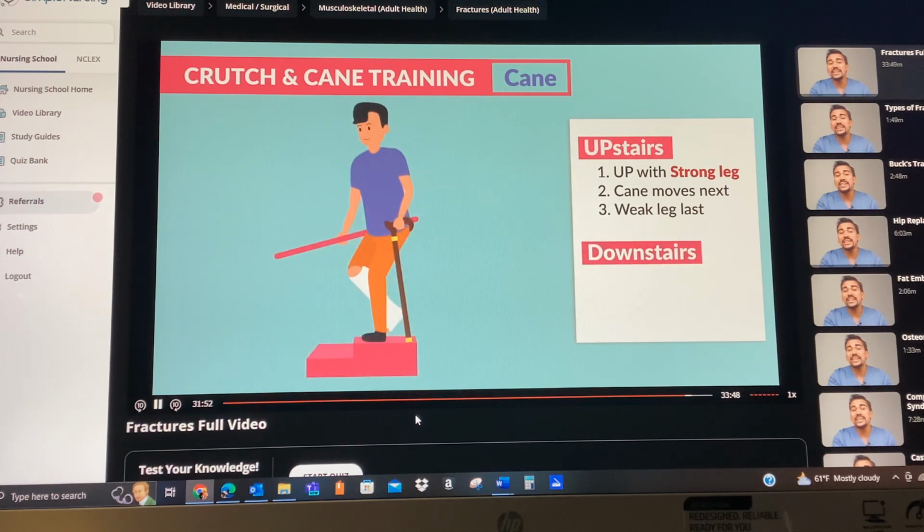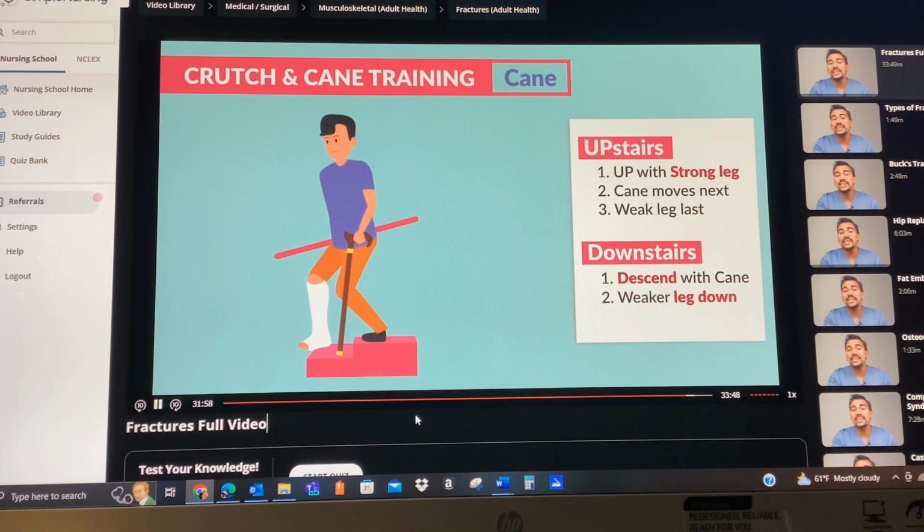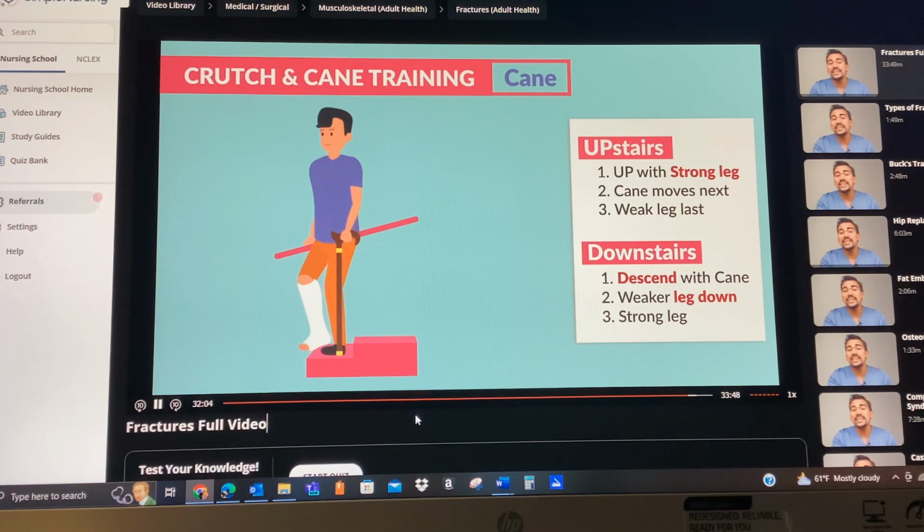Now downstairs, we number 1, descend with the cane. Number 2, the weaker leg down. Remember, down with the bad leg. And third, the strong leg comes last when we're going downstairs. So just remember, down with the bad when you're going downstairs.